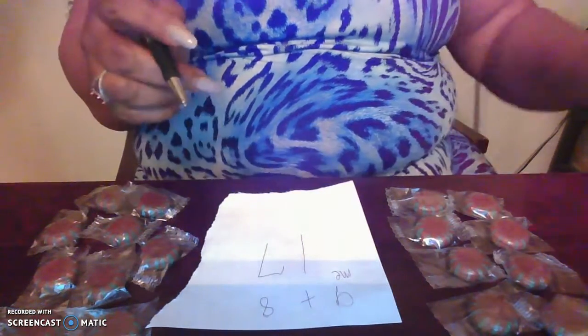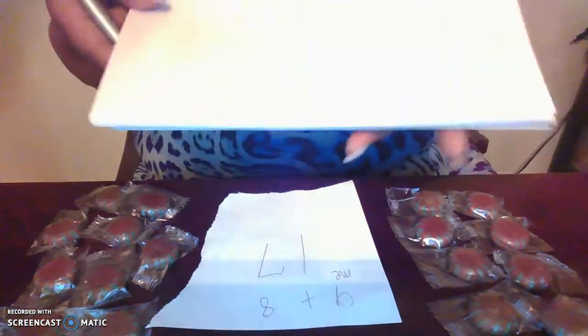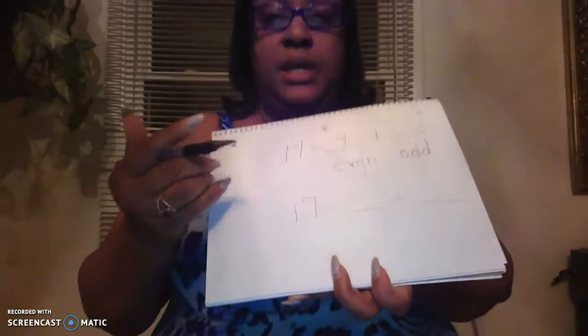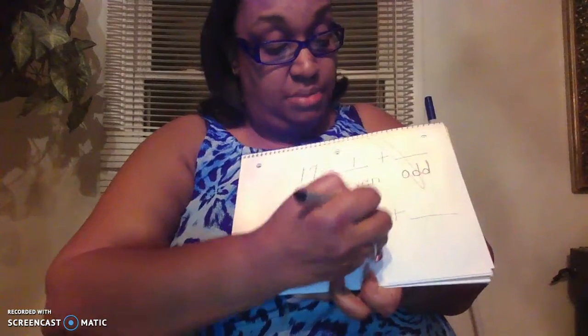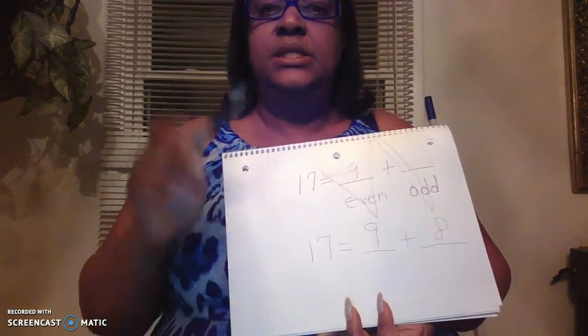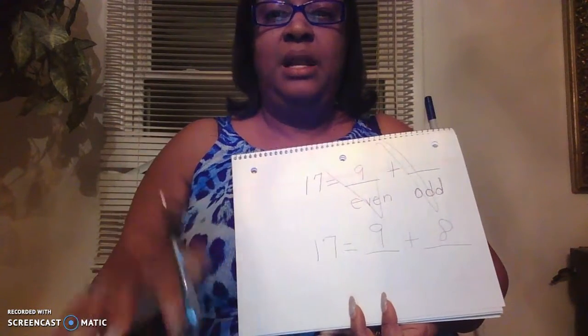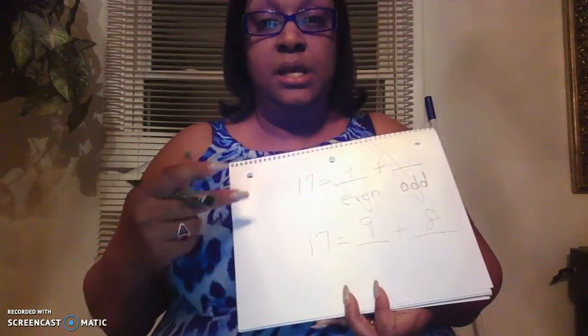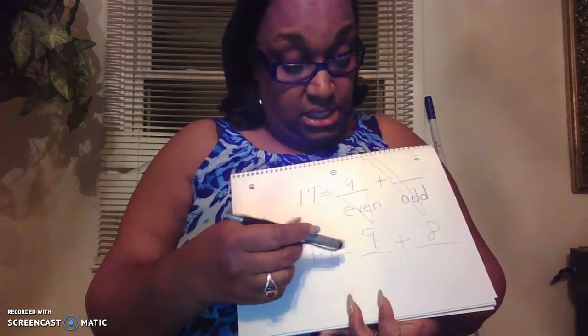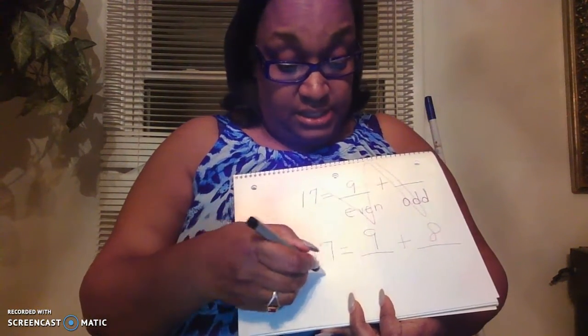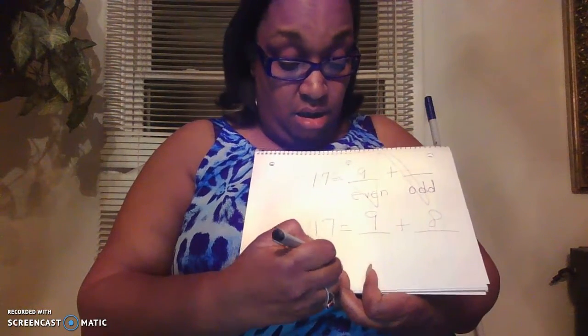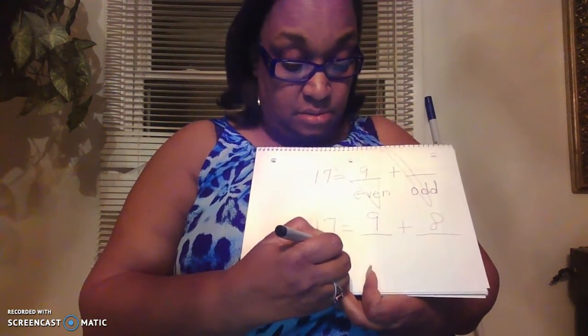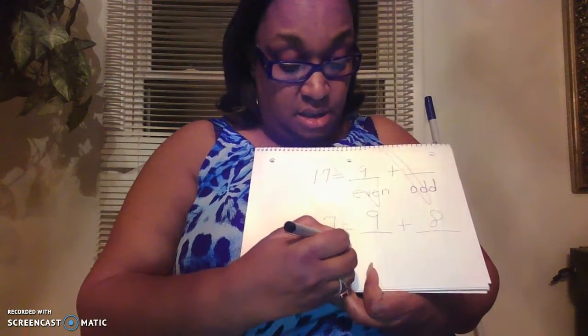Okay. So my equation is going to be, hold up my little screen so you can see, 9 plus 8. When I divided this into 2 piles, one pile has 9 pieces of candy, the other has 8 pieces of candy. So 8 plus 9 equals 17, which lets me know that 17 is an odd number.